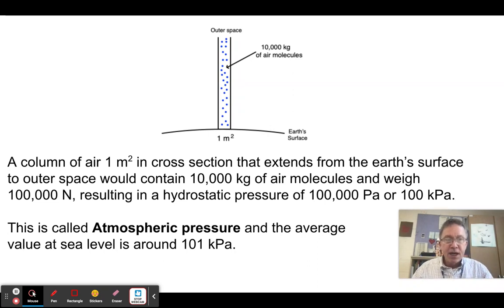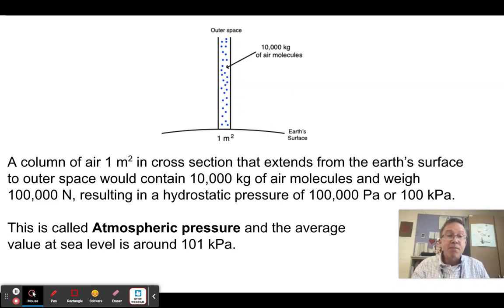All right, now let's try this here. Imagine I have a container that's 1 meter by 1 meter in cross-sectional area. It's made of this magical substance that has no mass. And this container goes all the way up through the atmosphere to outer space. Now what I do is I start off, I seal the container, I pump all the air out of it. And now I let the air back in.